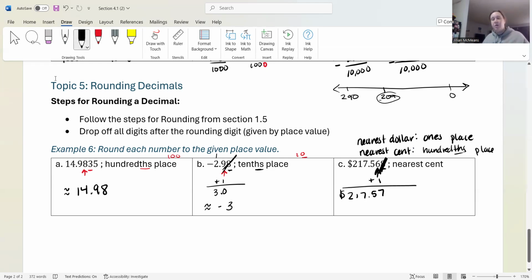Okay, so that is rounding. Again, it's identical to what we do with whole numbers. You just have to make sure you know the place value, and then at the end, you just chop everything after the decimal place off, or after the rounding digit. You chop it off when you're done rounding.